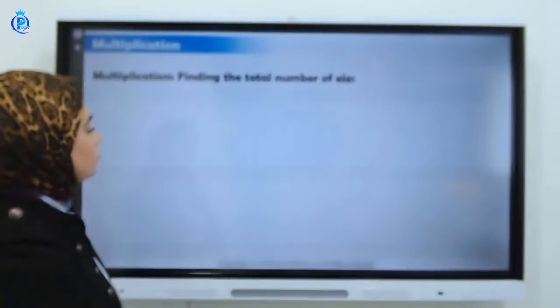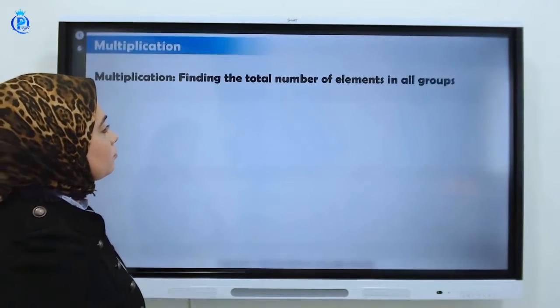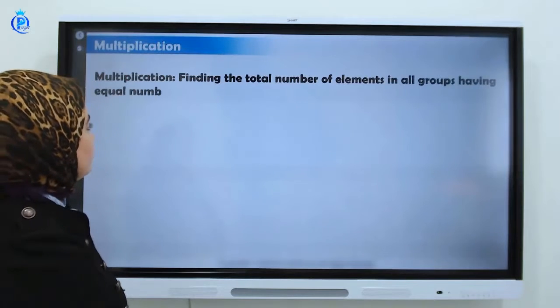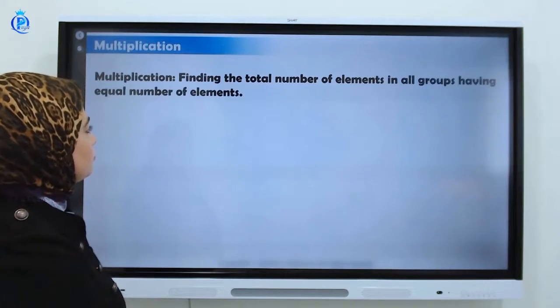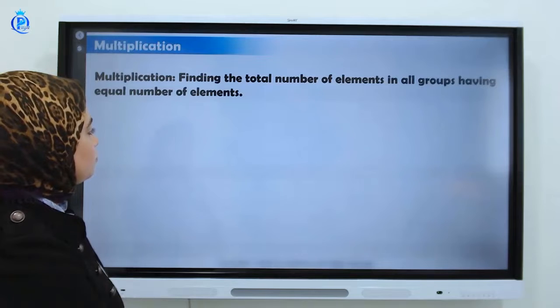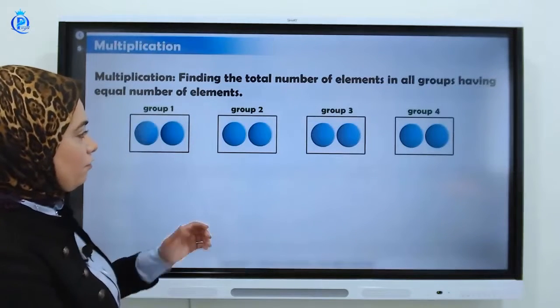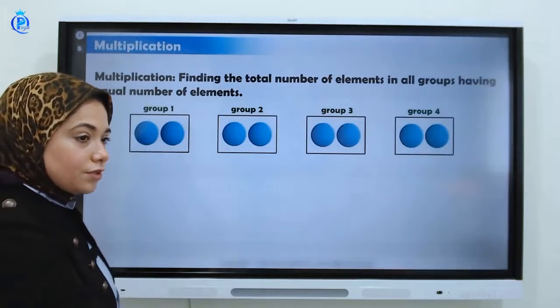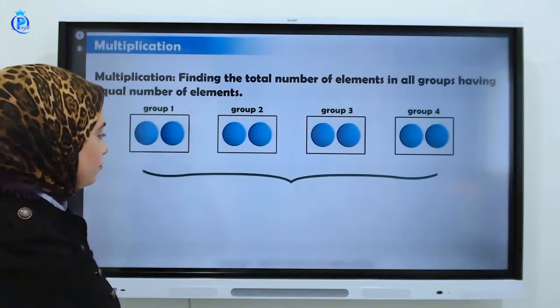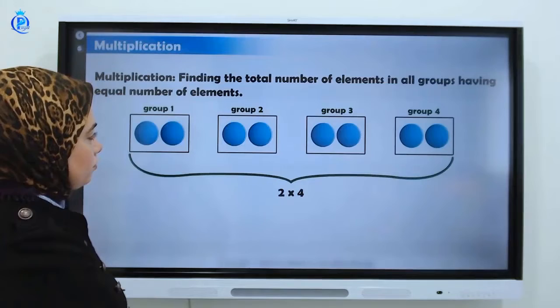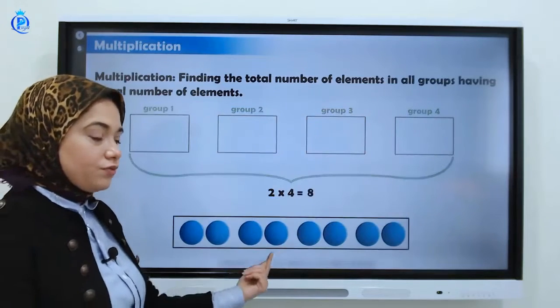We could think of multiplication as finding the total number of elements in all groups having an equal number of elements. For example, if we have 4 groups with 2 each, we will have a total of 2 times 4, which is 8 elements.